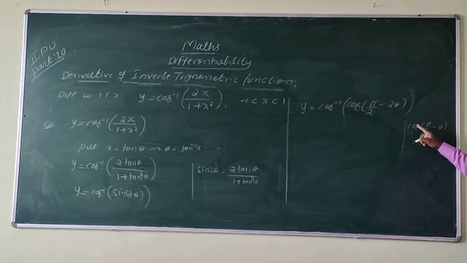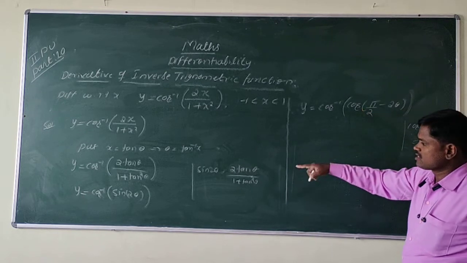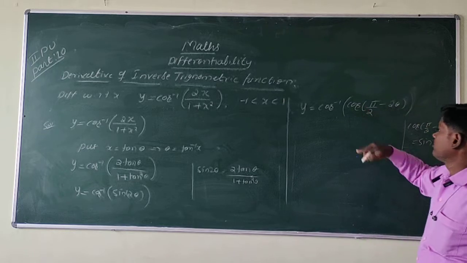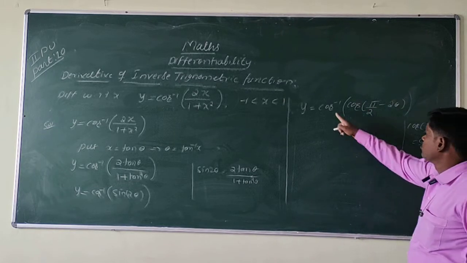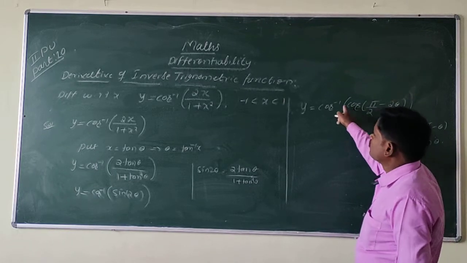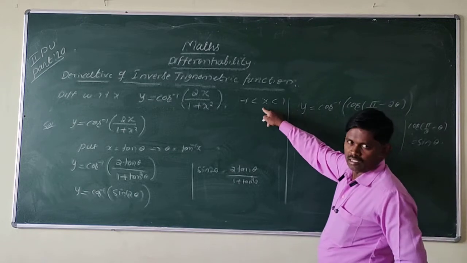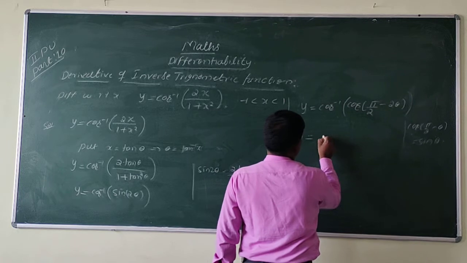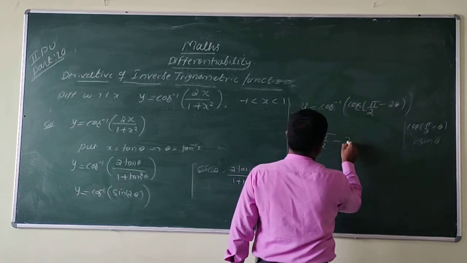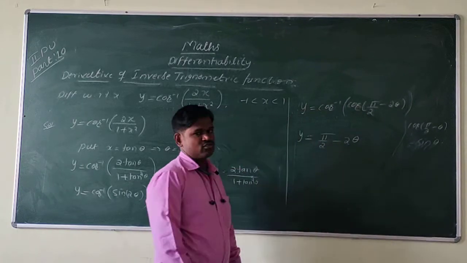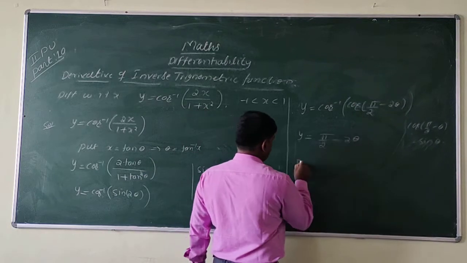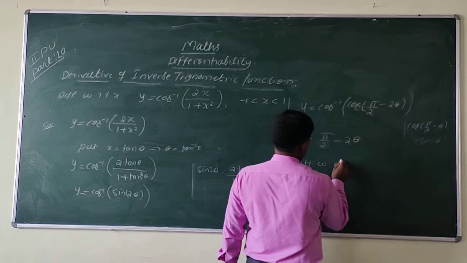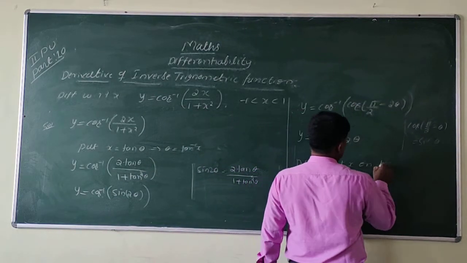So we are going to convert this: sin 2 theta can be written as cos of pi by 2 minus 2 theta. So now these two terms vanish, due to the given condition. That is, y is equal to, we are left with, pi by 2 minus 2 theta. So now differentiate with respect to x on both sides.